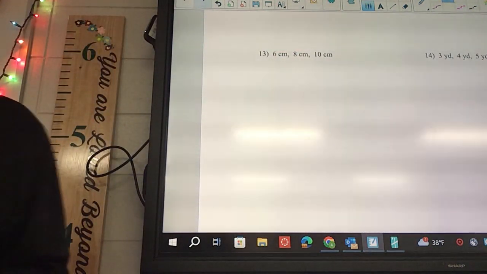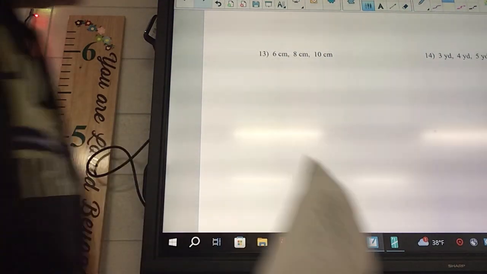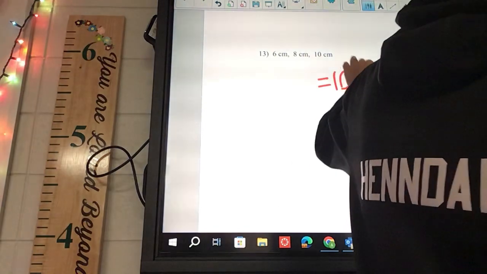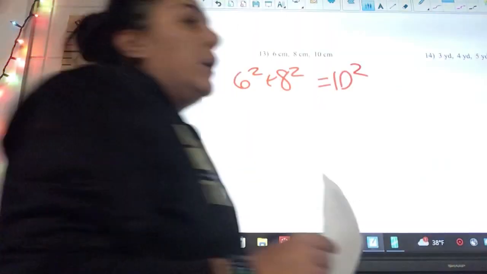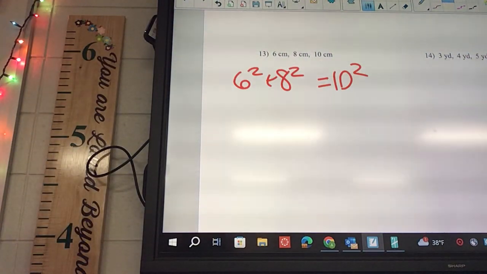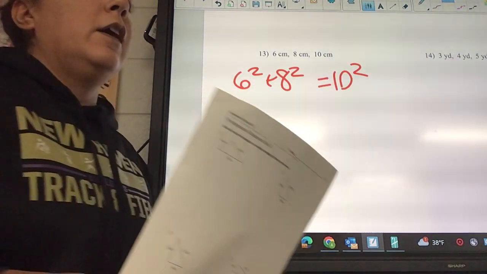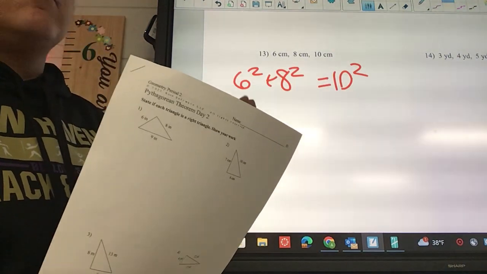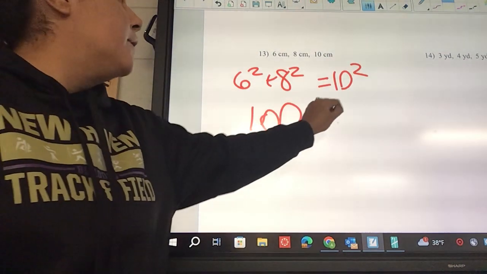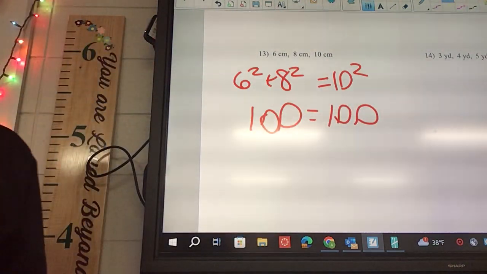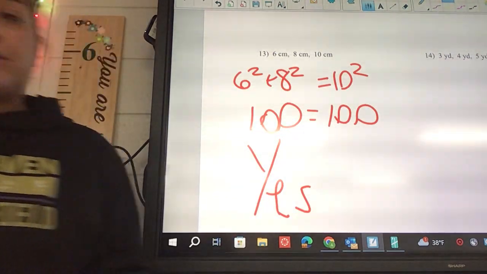Number 13. Which one's going to be my C? 10. 10 squared. And again, I'm going to have 6 squared and 8 squared on the other side. What is 6 squared plus 8 squared? 100. What is 10 squared? 100. Does 100 equal 100? Yes, so yes, this is a right triangle.